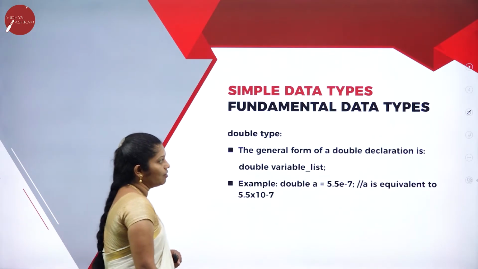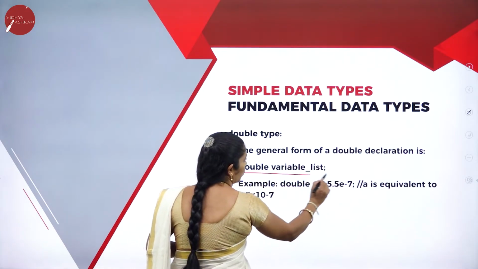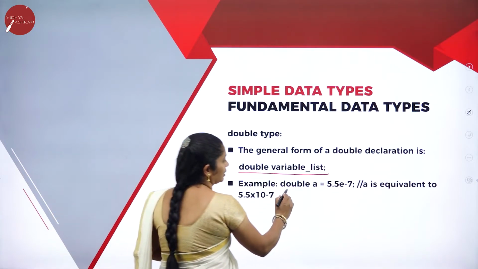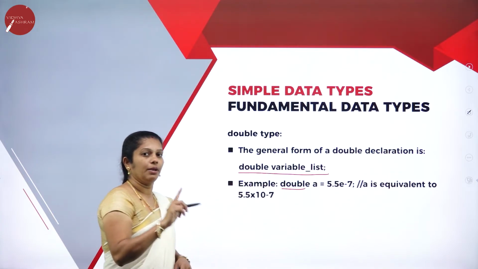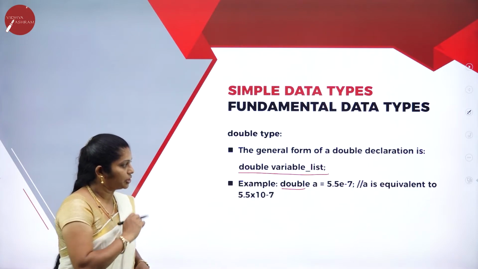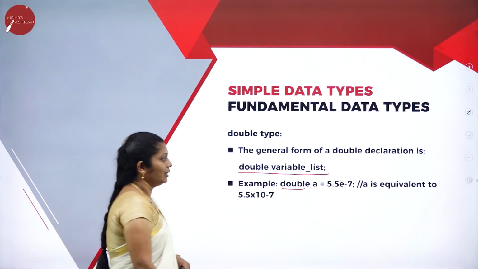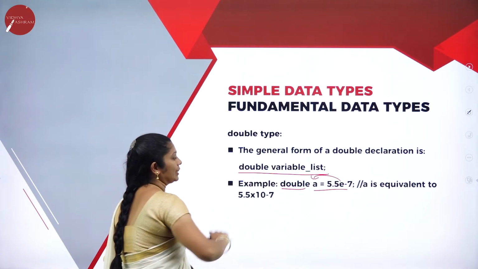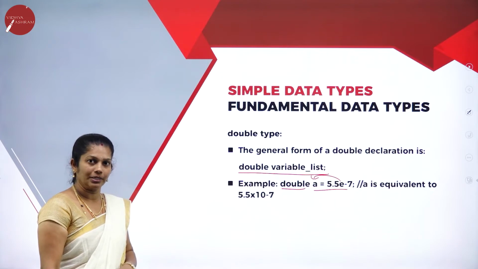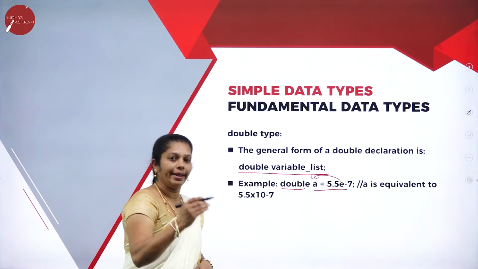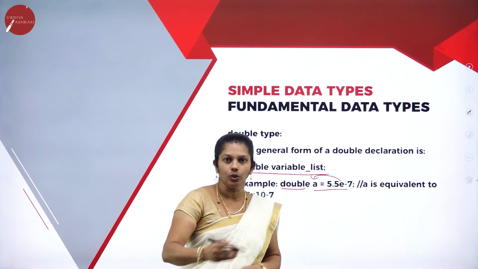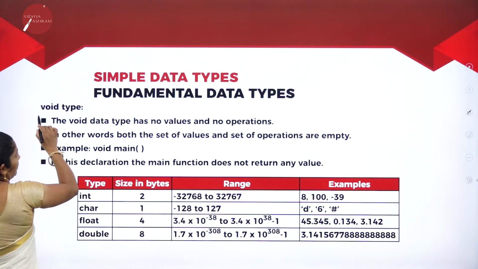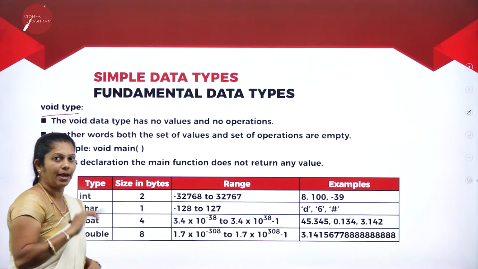And here, the general form to declare a double variable list: first we have to use the keyword double. In the place of int, char, float, mention double, then the variable name, then equals. This value is assigned to the variable A with double format. Now is it clear? Now you know int, char, and float along with double. And the next one we have is the void type. When we came to the simple types, I told you 5 types.